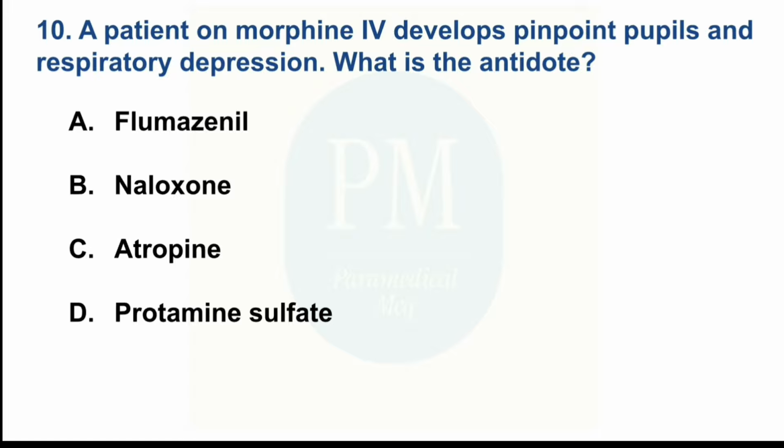A patient on morphine IV develops pinpoint pupils and respiratory depression. What is the antidote? Option A. Flumazenil. Option B. Naloxone. Option C. Atropine. Option D. Protamine sulfate. The correct option is option B. Naloxone.